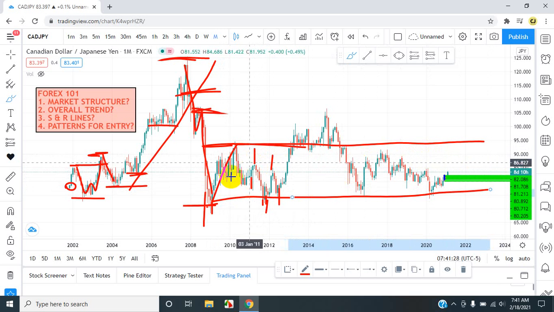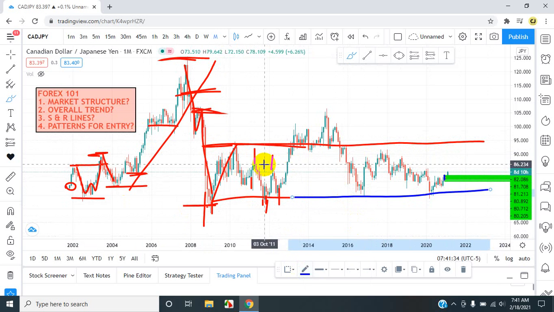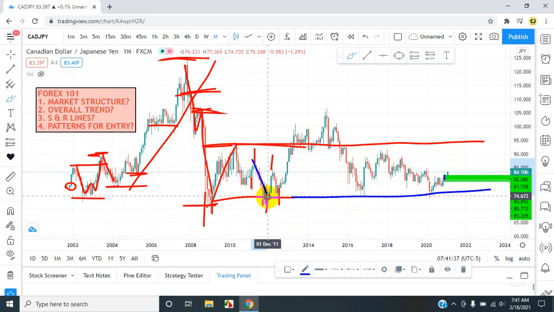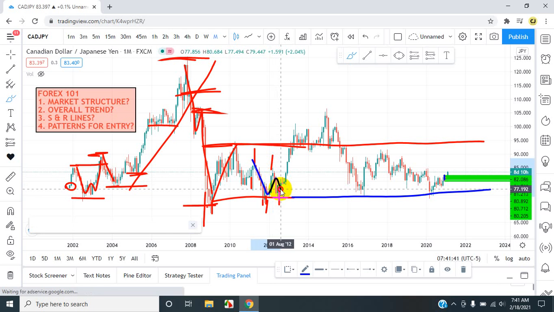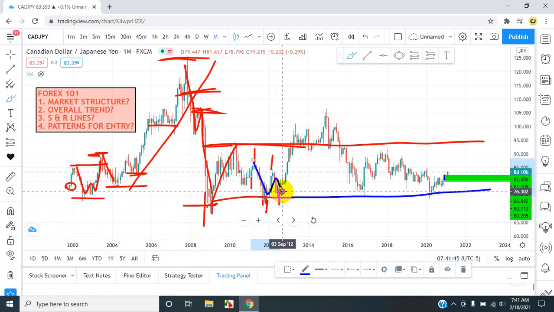We see a pattern here, so I'm going to count the legs as I go along. I'm going to change the color to blue so we can clearly see and identify what's going on. The market came down for the first leg of the W, second leg of the W, third leg of the W, and we got the last leg of the W, which would be the fourth leg of the W, and he created that push up.